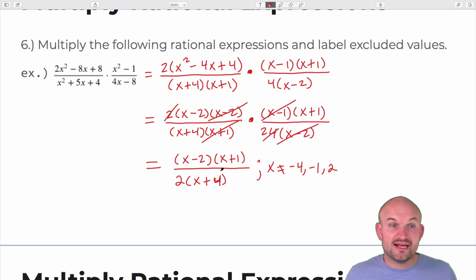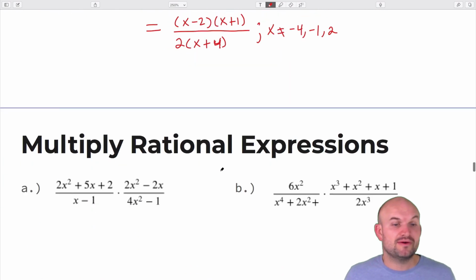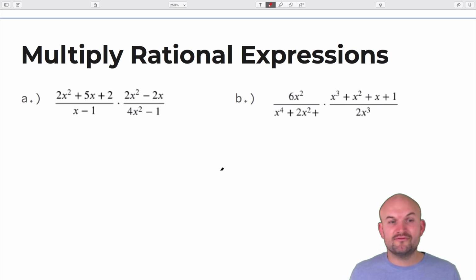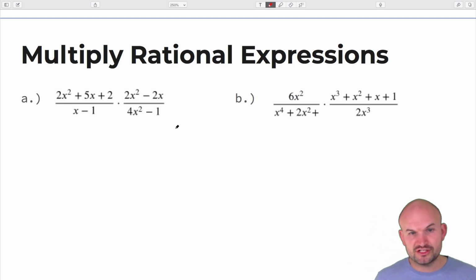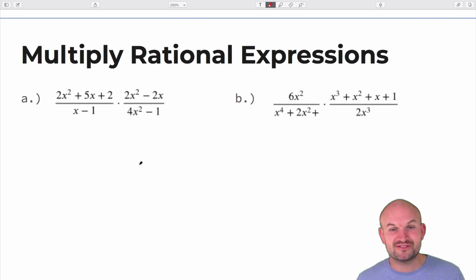Then go and simplify and then label excluded values. And that was really about it. So let's get some factoring practice here and practice more factoring problems. That's really what I told students. It's not really a pre-calculus lesson in this case, but it's great practice as far as factoring.